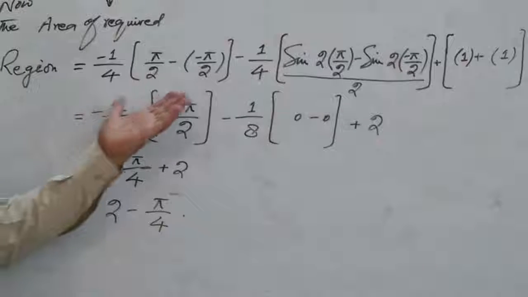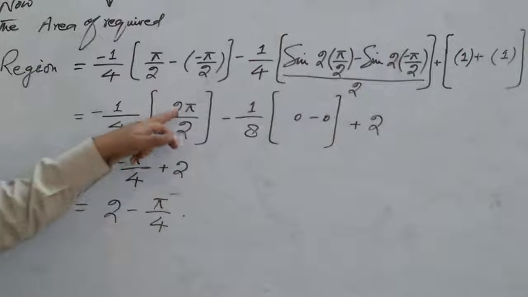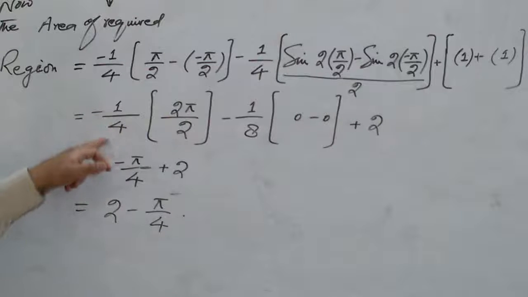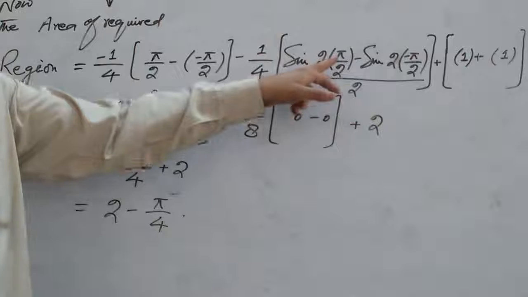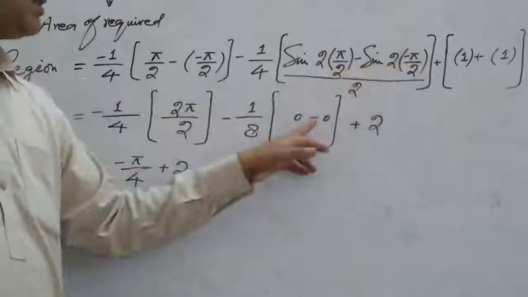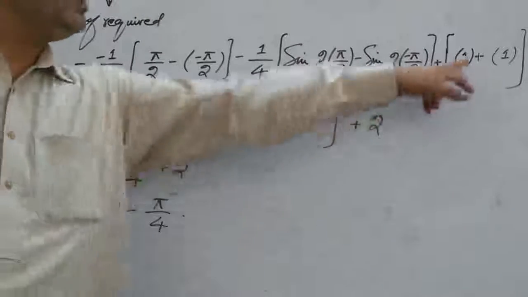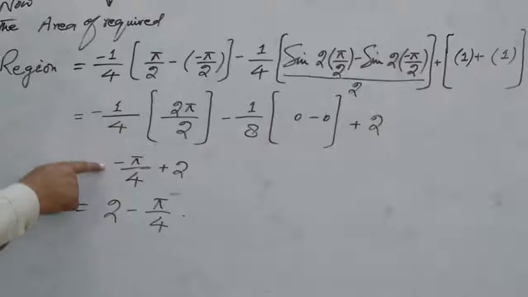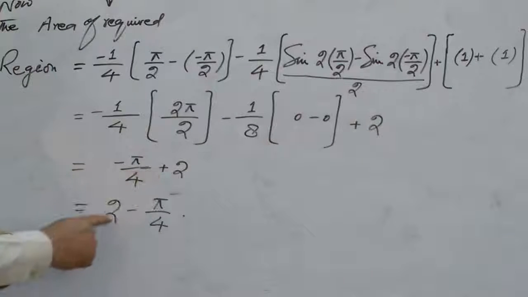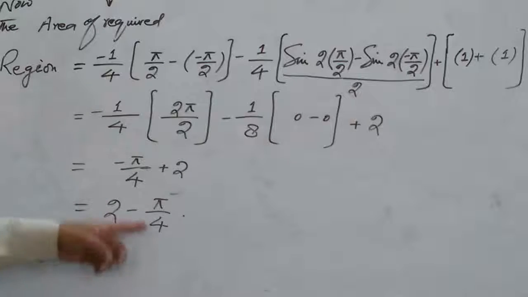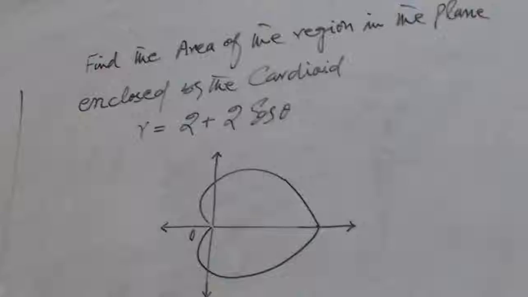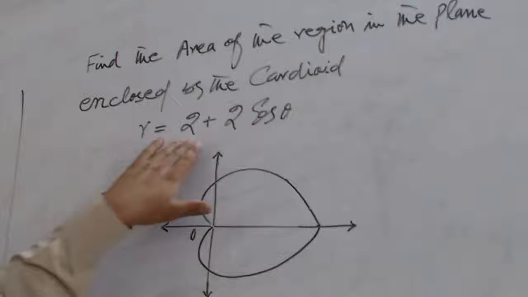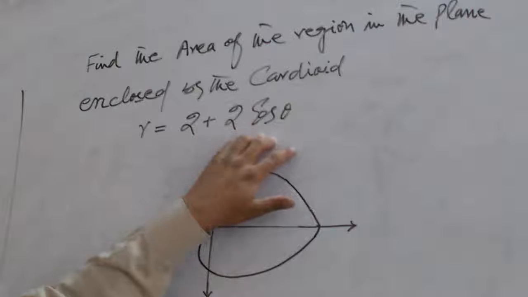After the simplification, we have 2 pi divided by 2 multiplied by minus 1 over 4, which is equal to minus pi divided by 4, and sine of pi is equal to 0, and sine of minus pi is also equal to 0, plus 2. After the simplification, we have minus 5 divided by 4 plus 2, that is 2 minus 5 divided by 4, which is the area of the shaded region.